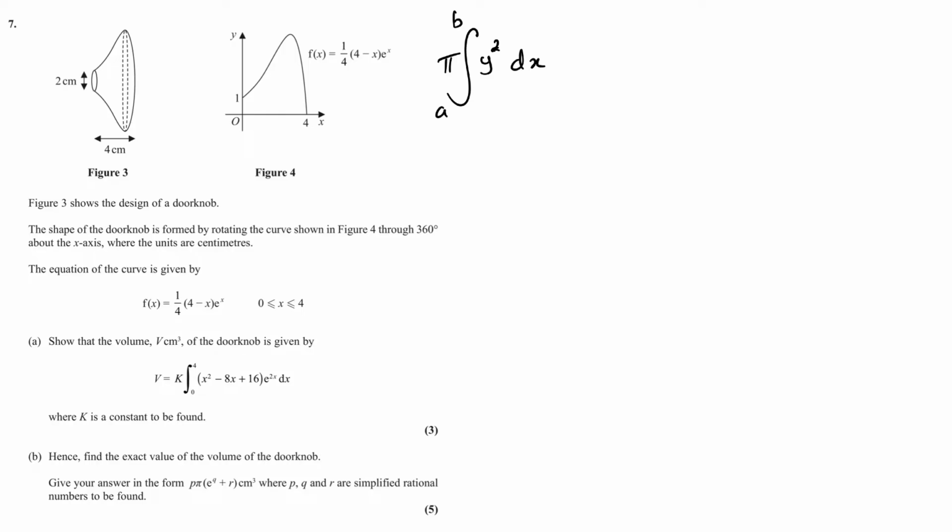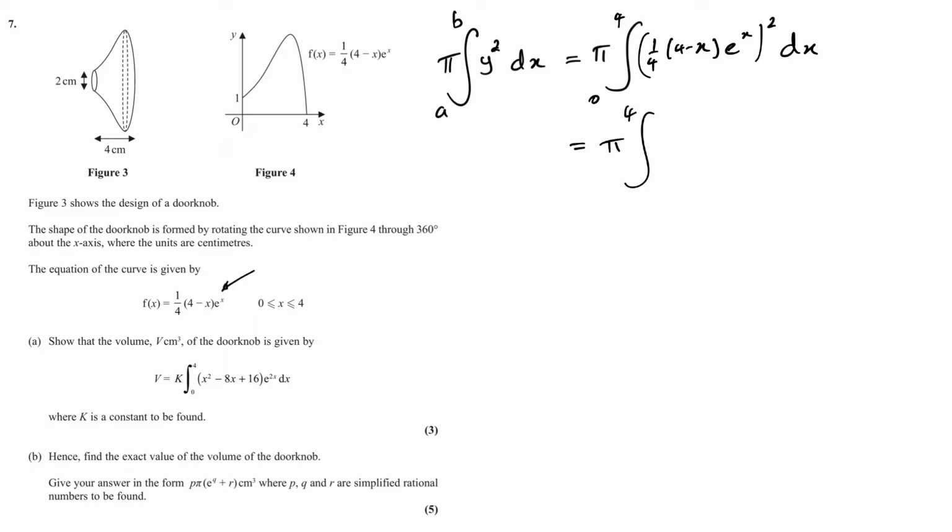Now, what we've got to do here is take this one, square it, and then integrate it. So let's go for it. We've got pi on the outside. We've got between 0 and 4 for my limits. Y squared, so we've got 1/4 (4 minus x) e to the x, and this is going to be squared. Now obviously you could work out the squared part first and then substitute it in. So 1/16, (4 minus x) squared e to the 2x.